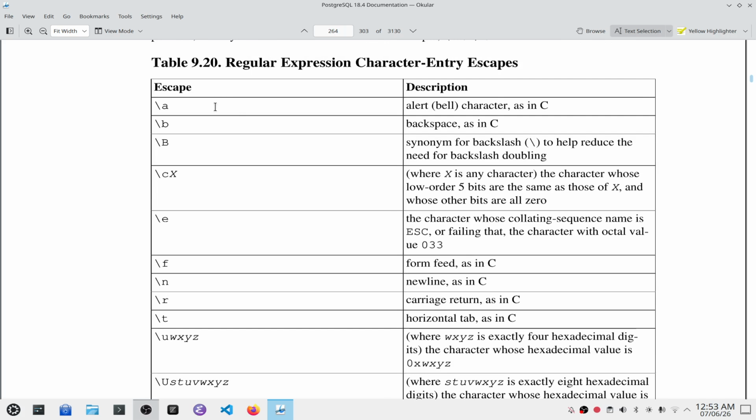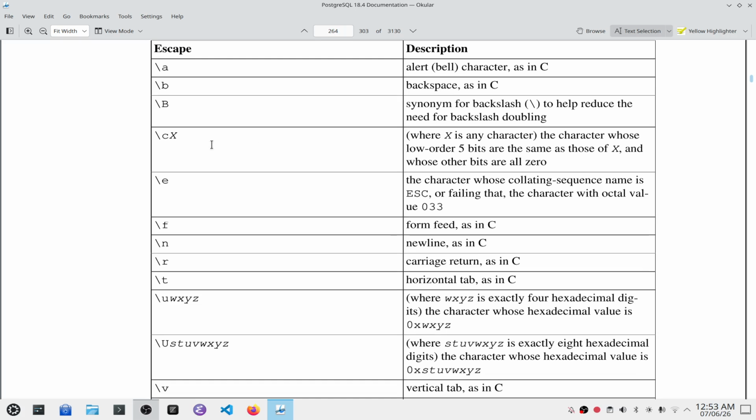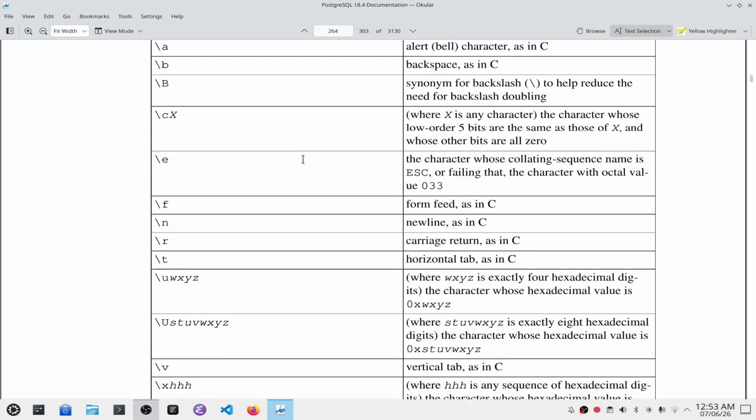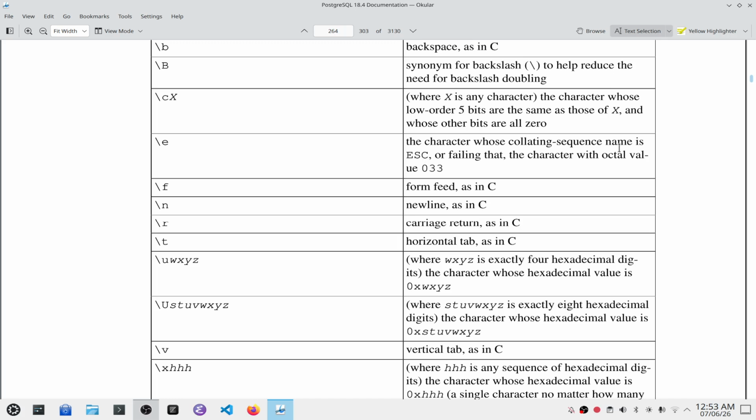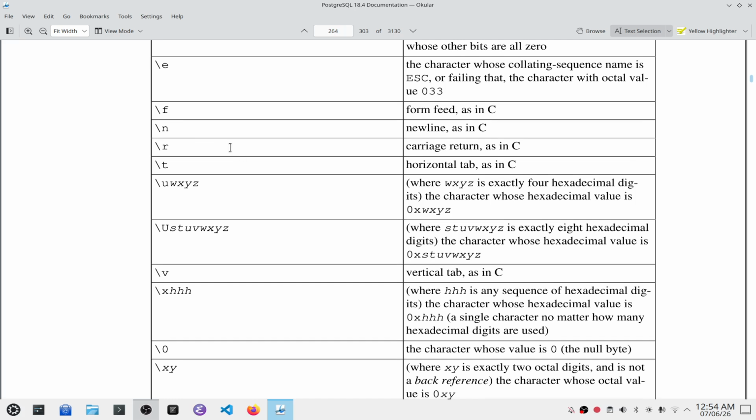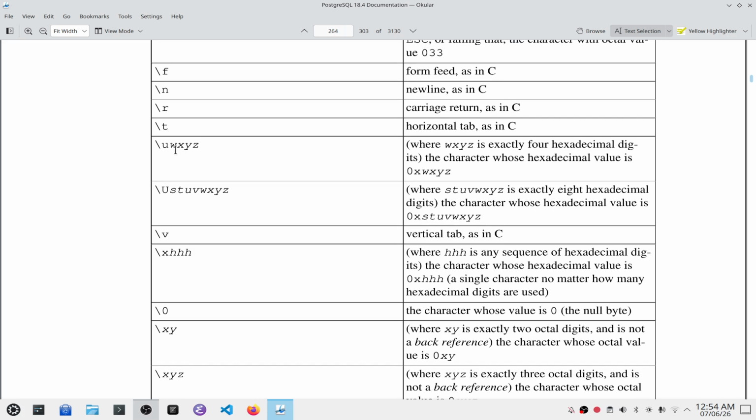So we have escape characters, the character entry escapes. \a is alert, \b is backspace, capital \B is a synonym for backslash. \cX, where X is any character, is the character whose low-order 5 bits are the same as those of X and whose other bits are all 0. \e is the character whose collating sequence name is ESC, or failing that, the character with octal value 033. \f is form feed, \n is new line, \r is carriage return, \t is horizontal tab. \uwxyz, where wxyz is exactly 4 hexadecimal digits, is the character whose hexadecimal value is 0xwxyz.